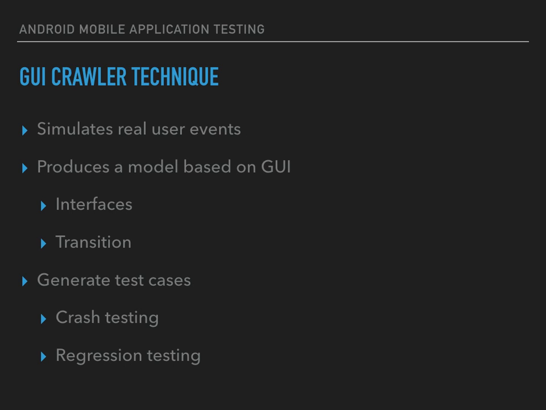Now we have a technique called the GUI crawler technique. This is a solution to our problem with Android mobile application testing. This specific technique caters to Android applications specifically, and it does a pretty good job. Now, in the GUI crawler technique, to solve these issues, a GUI crawler is used to simulate real user events.